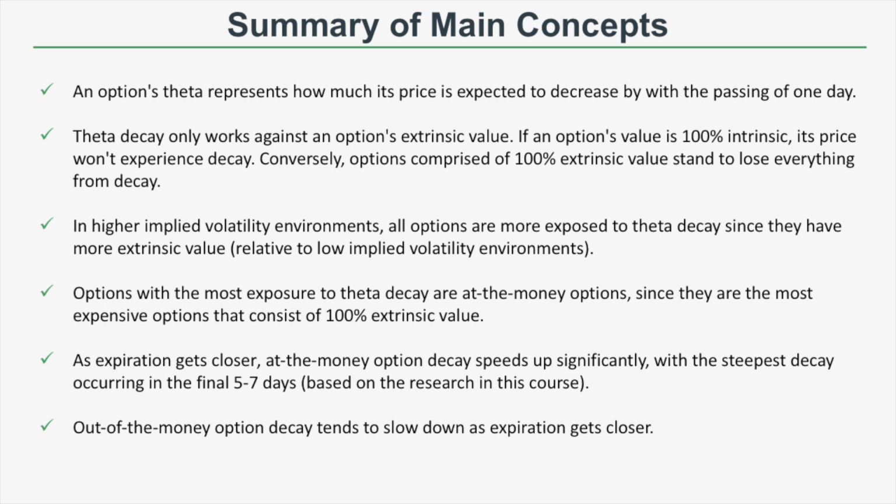Now, lastly, out of the money option decay tends to slow down as expiration gets closer, and as we discussed, that's because, first of all, out of the money options are cheap in general, so there's not much left for them to lose, but also there's always a chance that the stock price could make some huge move to the upside or downside, and for that reason, out of the money options will still hold on to some of their value going into expiration.